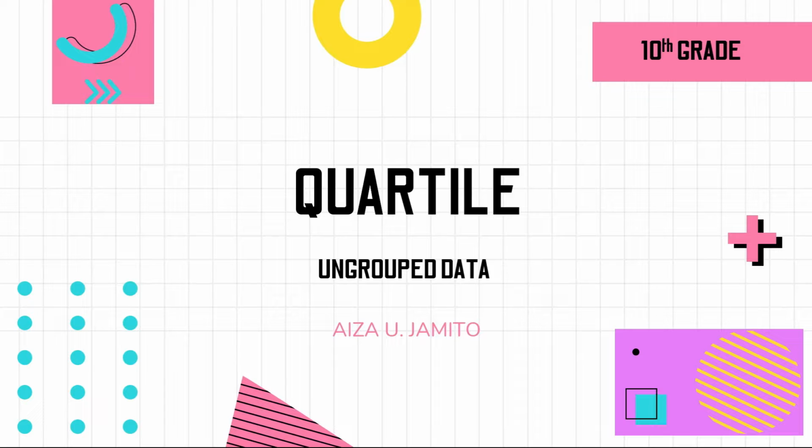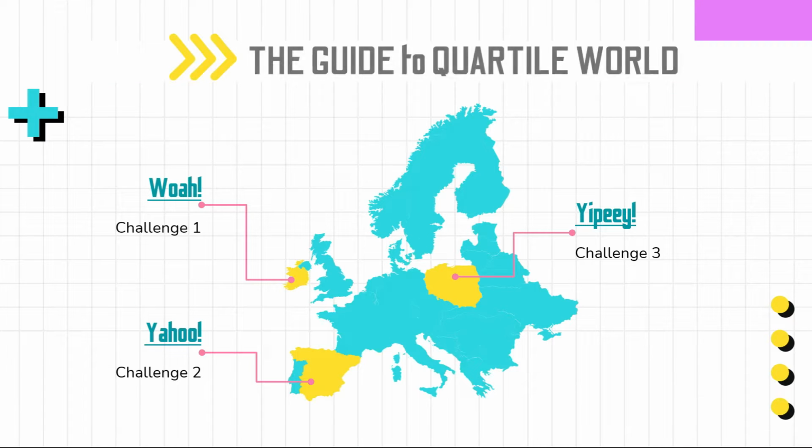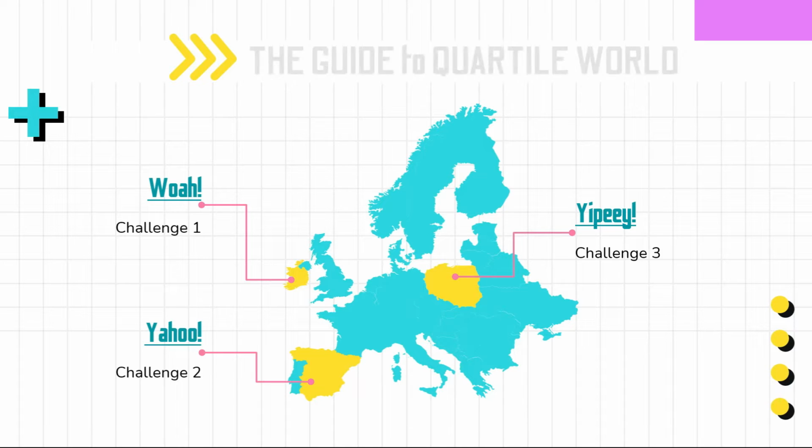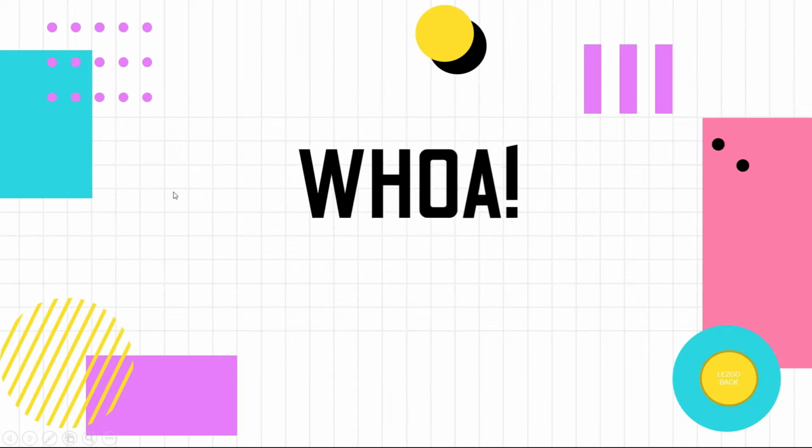All right, let us first have an overview of our activity for today. As you can see, we have here a map wherein we will be facing a few challenges to be able to explore the quartile world. Since we have 3 challenges, these are the basic challenges. Of course, we will also be facing the boss and our mega boss. So let's start with our Whoa challenge.